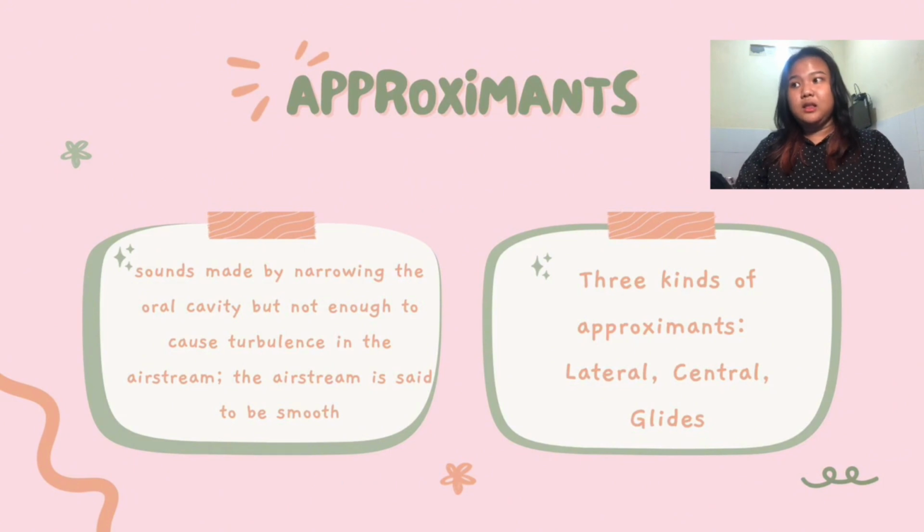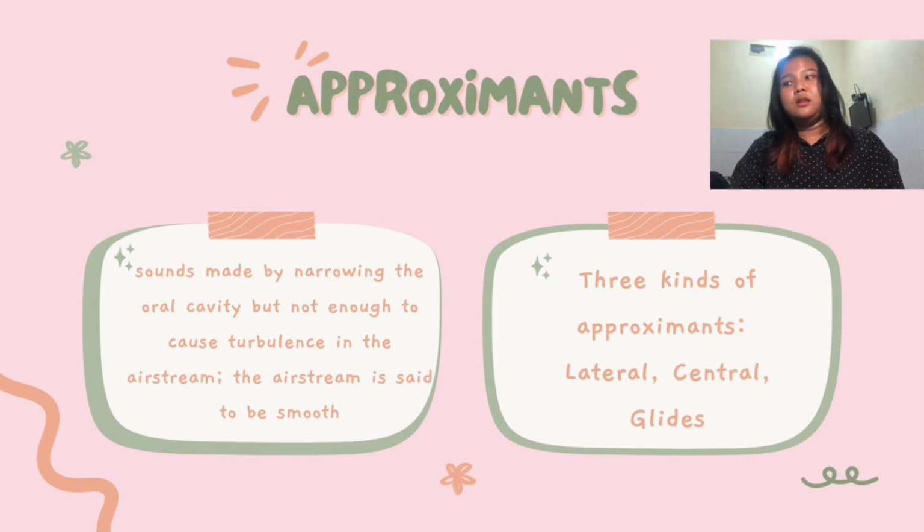The first one is lateral. Approximants are made by touching the tongue to the alveolar ridge while allowing air to pass along one or both sides, as in L in lack, call, and callow. And the second one is central approximant, and it's made by raising the sides of the tongue so that the air flows along the center of the tongue, as in R, in rock, roll, and worry.